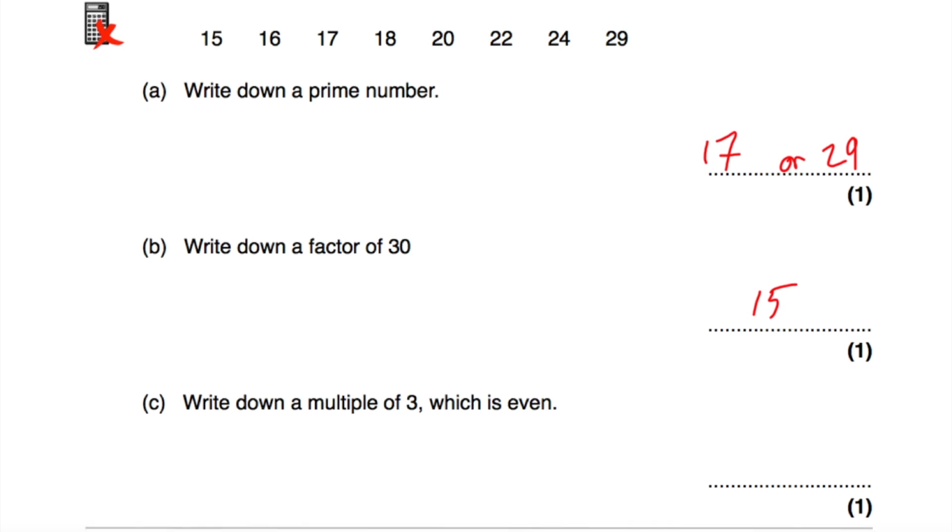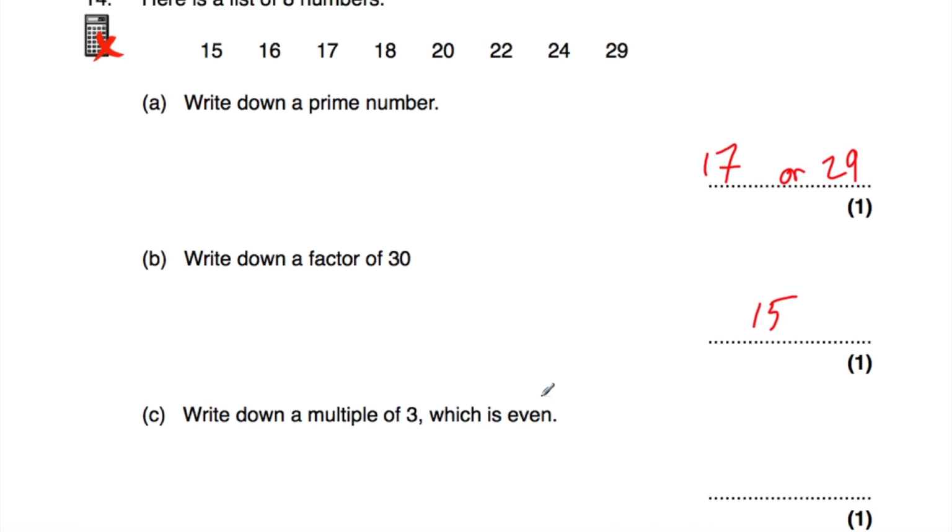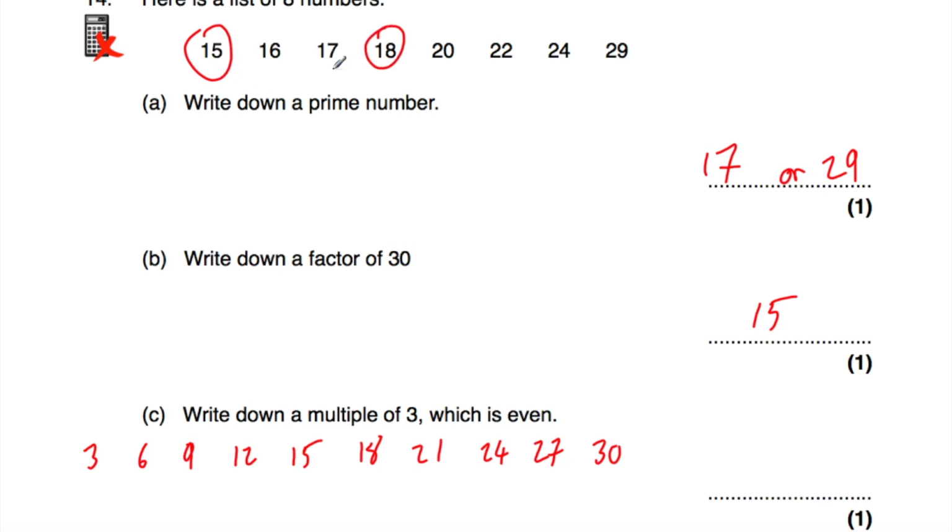And then part C says write down a multiple of 3 that is even. Okay, so let's consider the multiples of 3. So they're 3, 6, 9, 12, 15, 18, 21, 24, 27, and 30. And I've stopped there because that's gone past all the numbers in the list. So let's look at the multiples of 3. I'm just going to circle them. 15 is a multiple of 3. 18 is a multiple of 3. 24 is a multiple of 3. They're all on this list here. 16 is not, 17 is not, 20 is not, 22 is not, and 29 is not a multiple of 3. Now we're looking for one that's even, so I'm going to cross off 15. So we could have 18 or 24. Either of those would work.